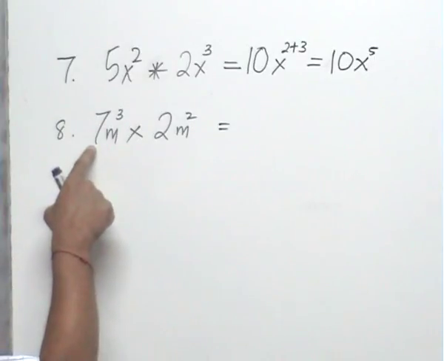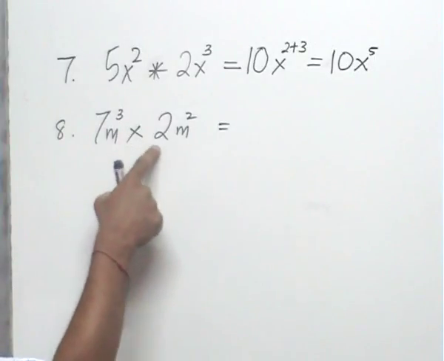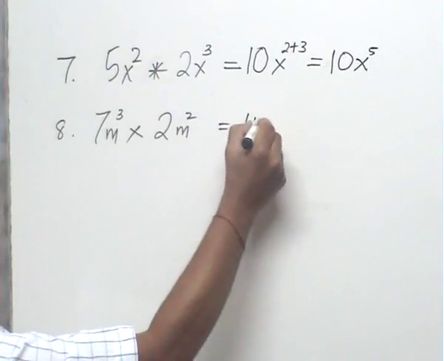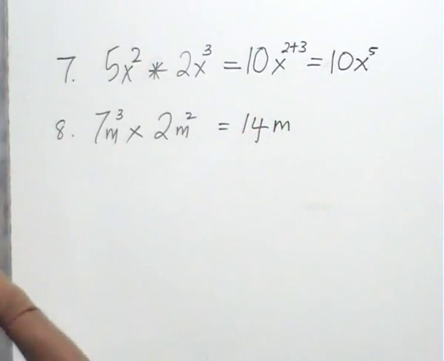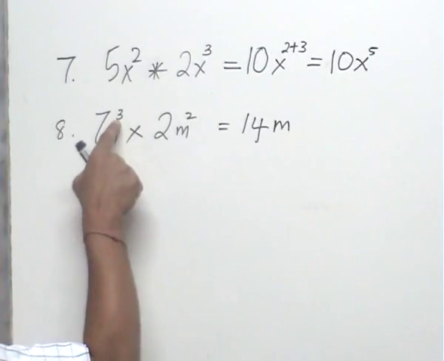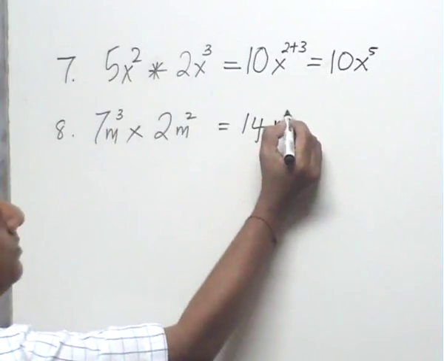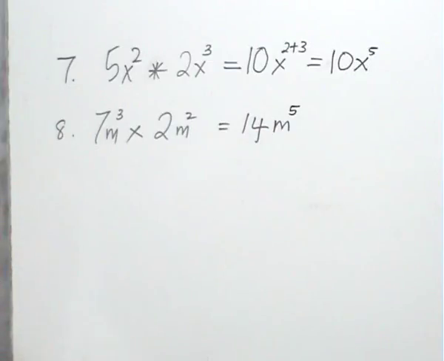So, the number times the number, 7 times 2, 14. Then write down the common base once, and then add the indices 3 plus 2, and now we can write it down 5 one time.